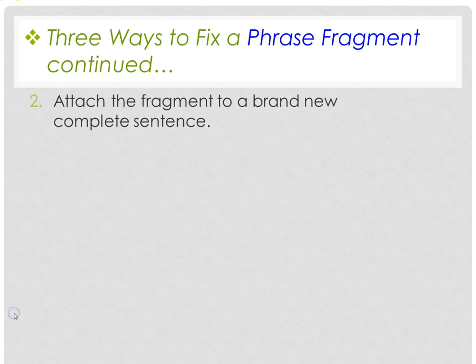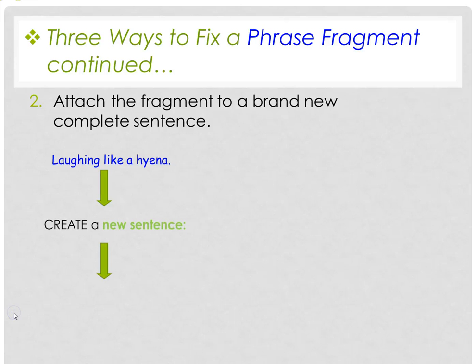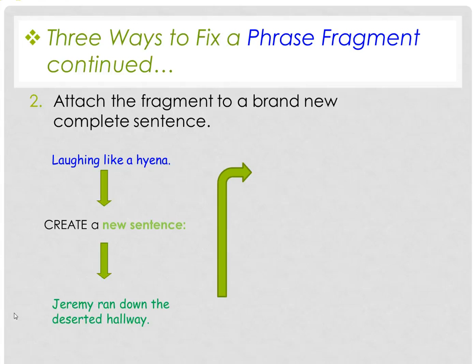Let's look at the second method. The second way that you can fix it is to attach the fragment to a brand new sentence. So you create a completely new sentence and then add on the phrase. So here's a phrase, laughing like a hyena. What is a sentence that would make sense with that phrase? I'm creating a new sentence. So I'm just going to say, Jeremy ran down the deserted hallway.